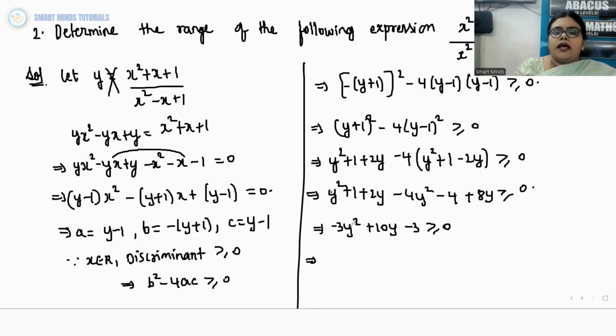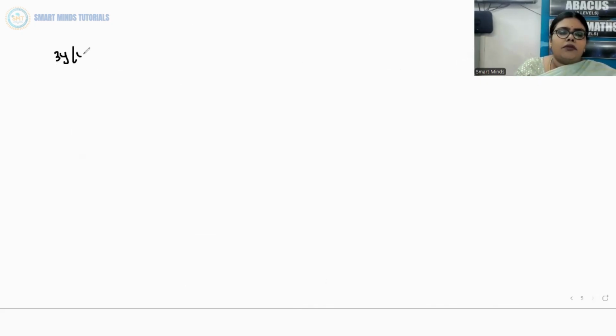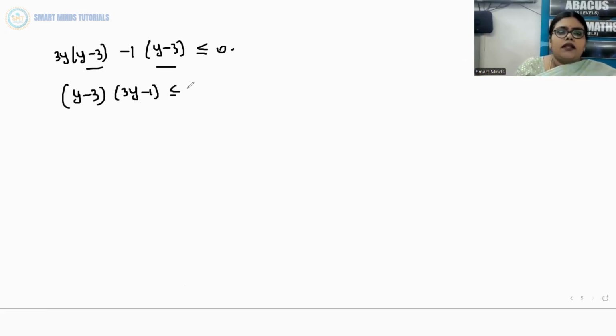Whenever the highest power has a negative coefficient, we take minus common. So if you take minus common, you get 3y square minus 10y plus 3. Whenever we take minus common, the inequality changes: less than or equal to 0. Now you split the middle term. So 3y square minus 9y minus y plus 3 less than or equal to 0. If we take 3y common, we get (y − 3). If you take minus 1 common, (y − 3) less than or equal to 0. Again, if we take (y − 3) common, you will get (3y − 1) less than or equal to 0.